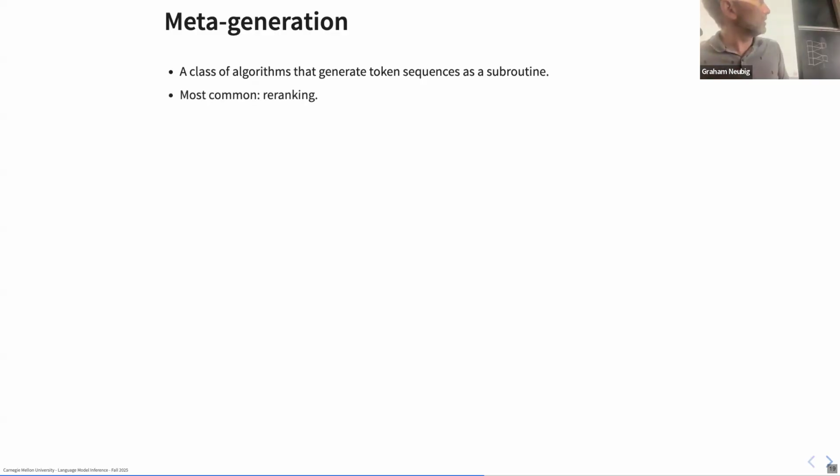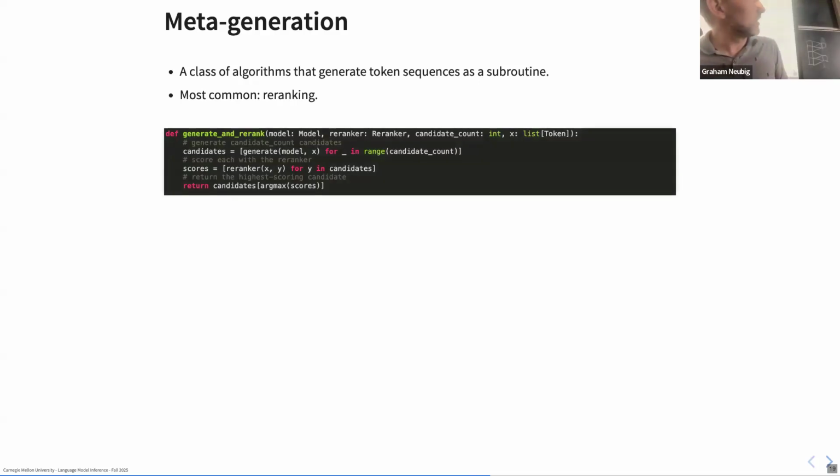One of the most common examples of this is a re-ranking algorithm. There are many other examples, but this is the most common one: generate and re-rank. We have the model that we're using to generate, a re-ranking model, the number of candidates that we are going to generate, and the prefix. We generate that many candidates, generate scores from the re-ranker, and then return the candidate that has the highest score. So this is just one example.